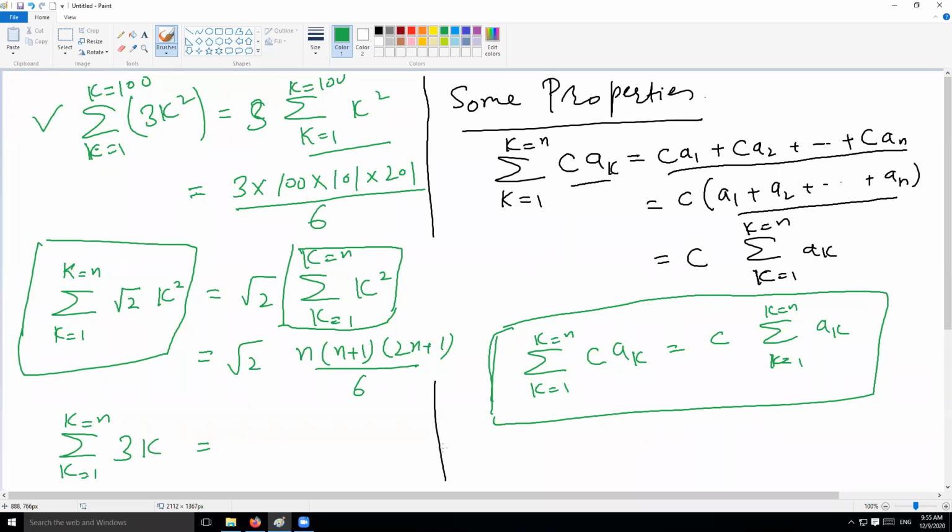Do your direct calculations. What would be this sum? Sir, 3 is a constant, so it will go outside the summation, multiplied by the sum. So pulling out 3, we have 3 times the sum from k equal to 1 to n of k. Do I know anything about this sum?